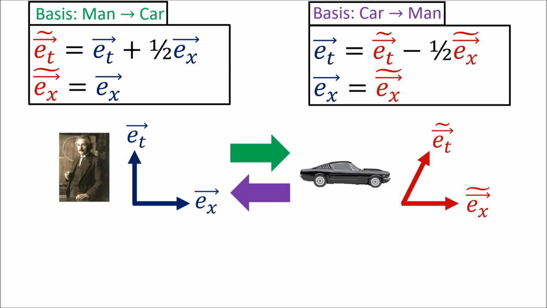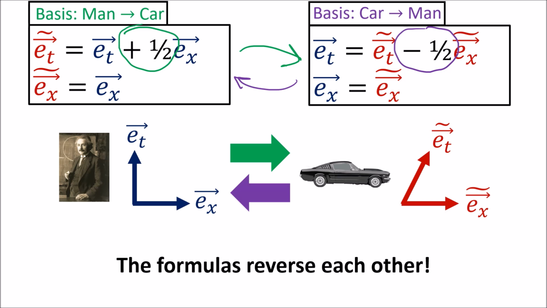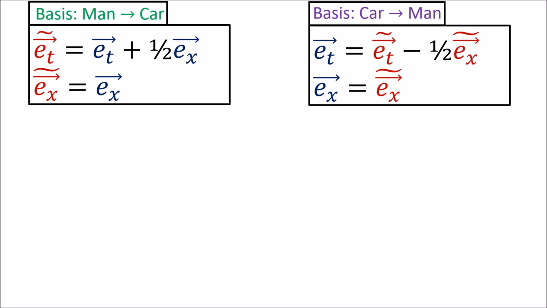So we now have equations to switch back and forth between Einstein's basis and the Carr's basis. You'll notice that this first set of formulas has a positive 1/2 and the other set has a negative 1/2. This is because the equations are opposites of each other. If we start with Einstein's basis, then change to the Carr's basis, and then change back again, we should end up with what we started with. I'll show you what this means in terms of the math.